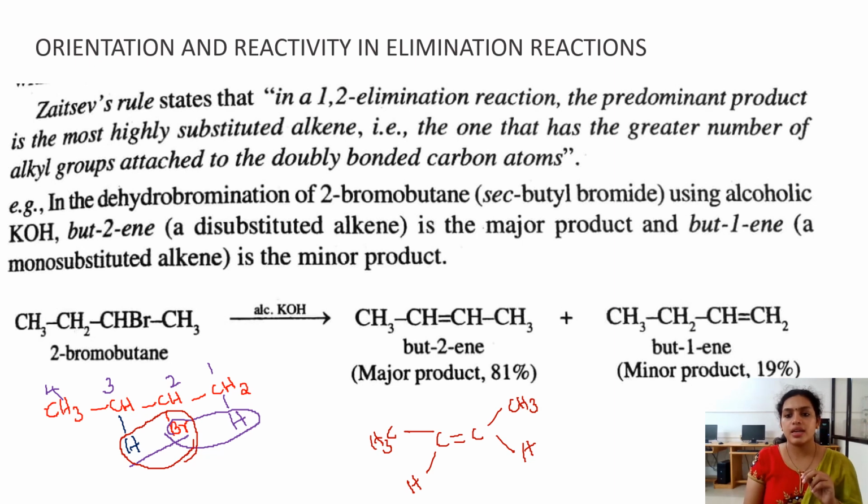But here in the case of 1-butene, take the C double bond C. On one carbon, both are hydrogens, and here again one is hydrogen.